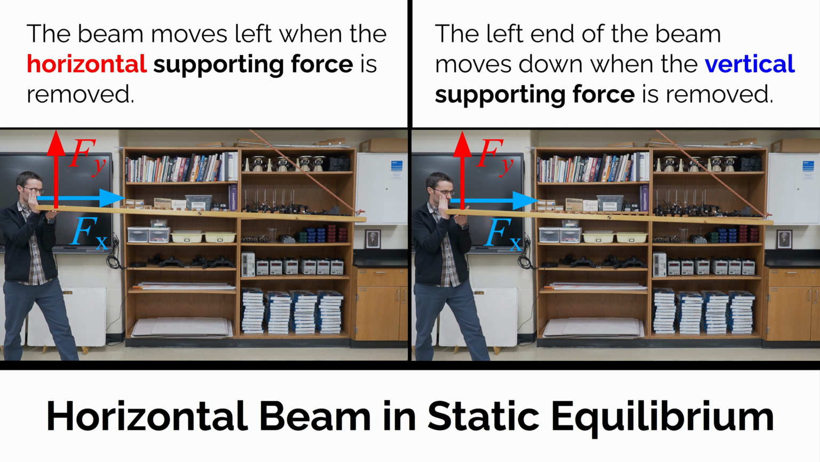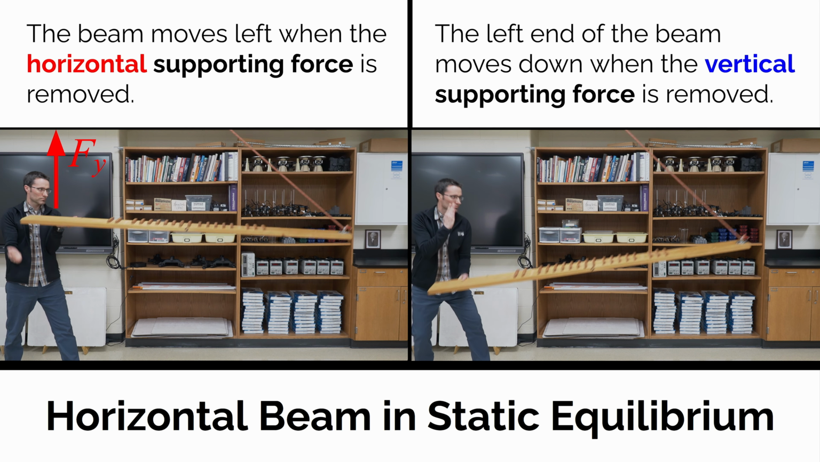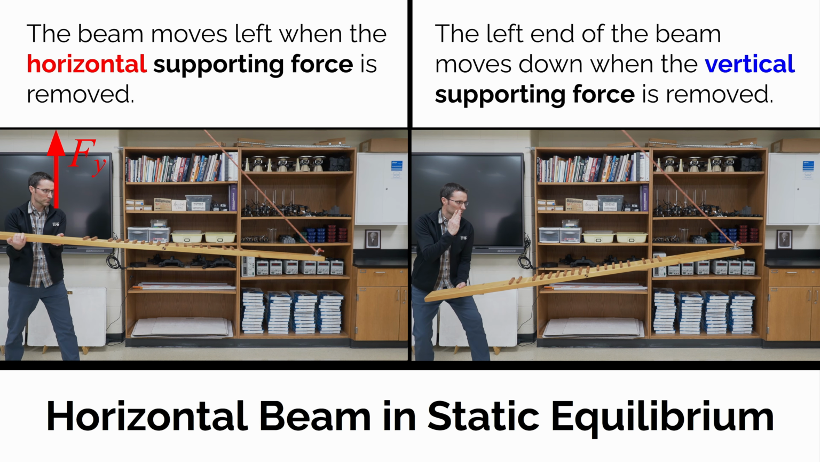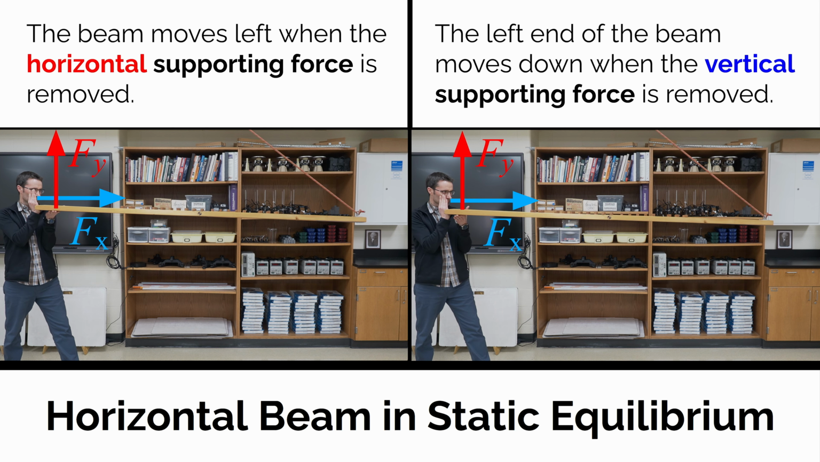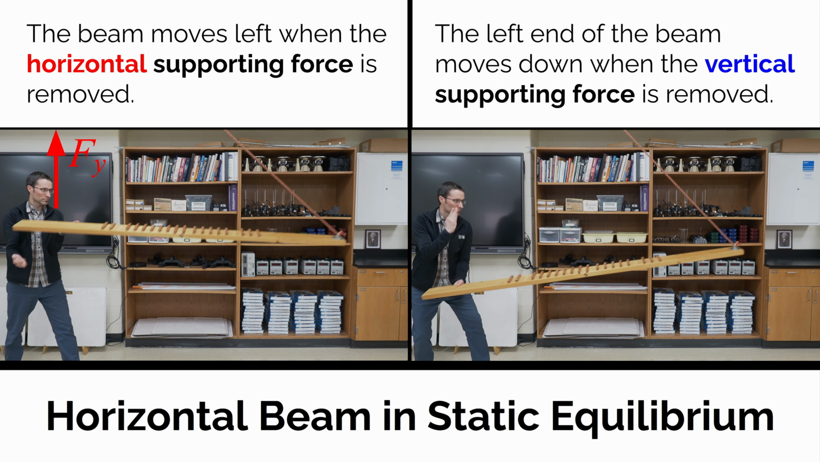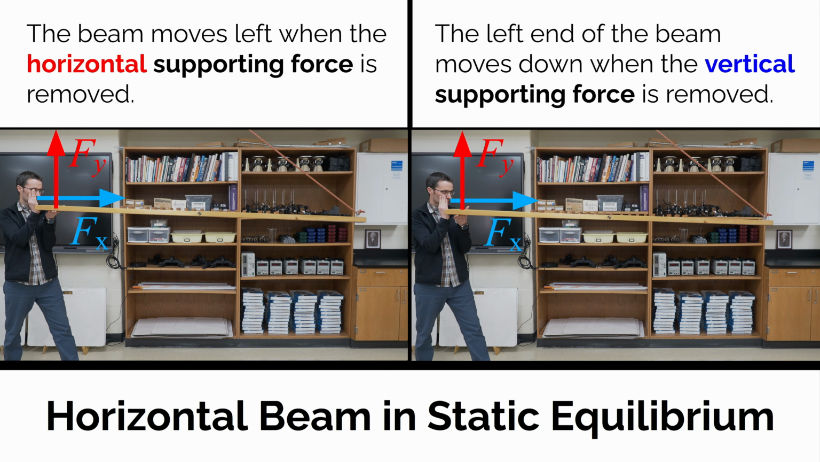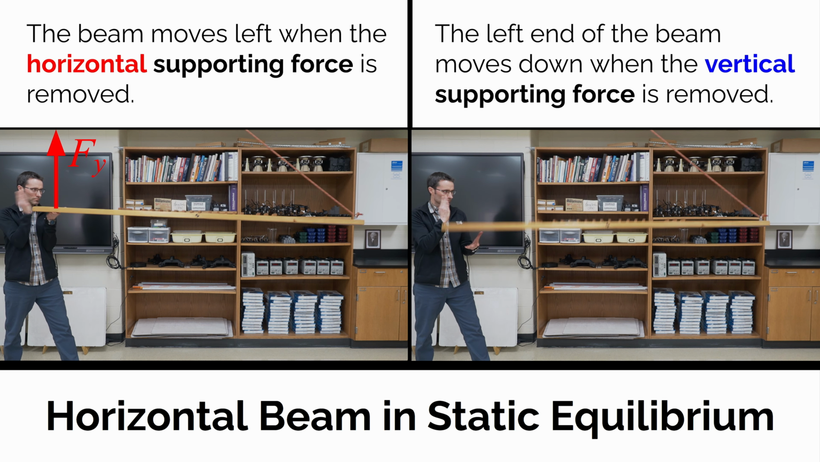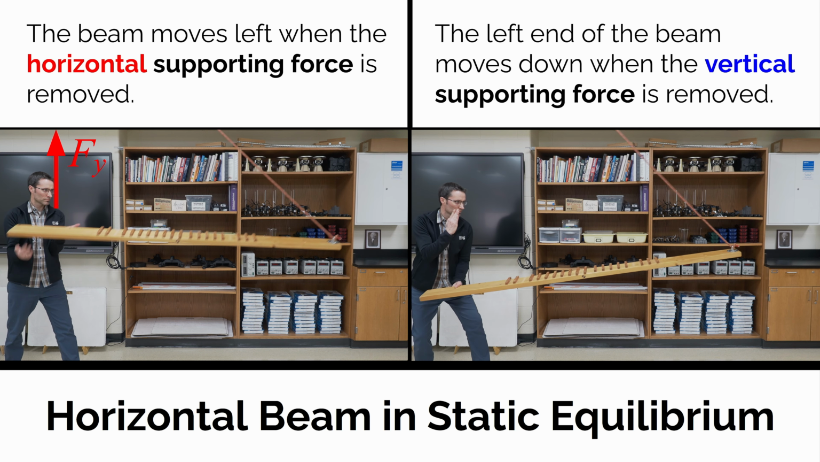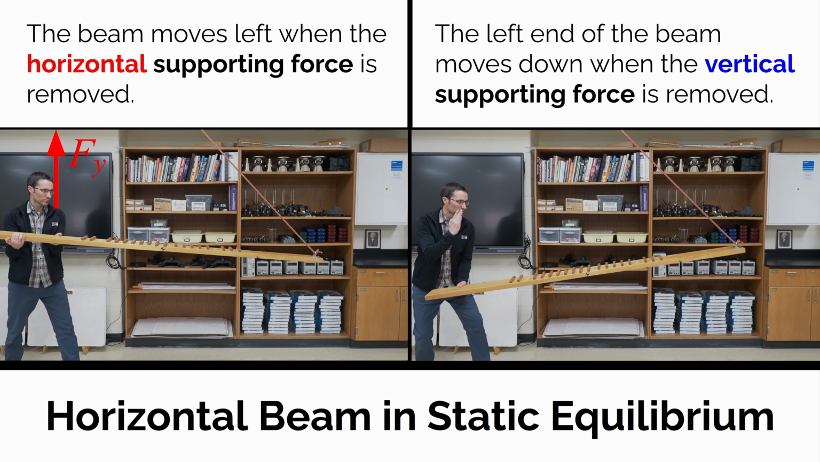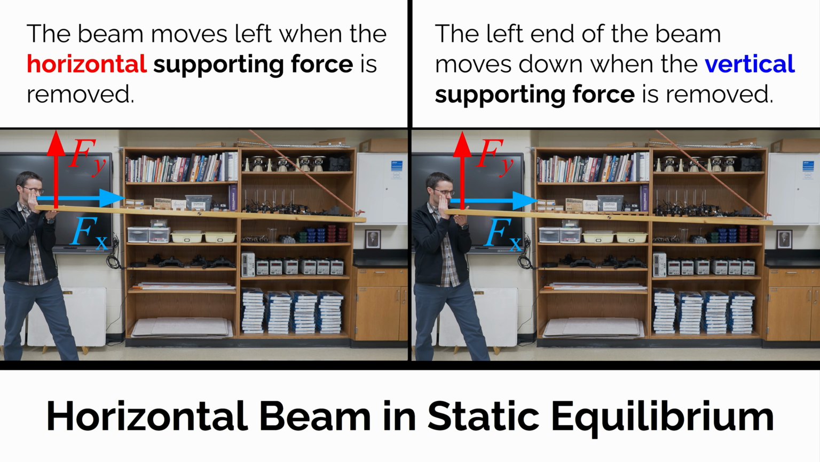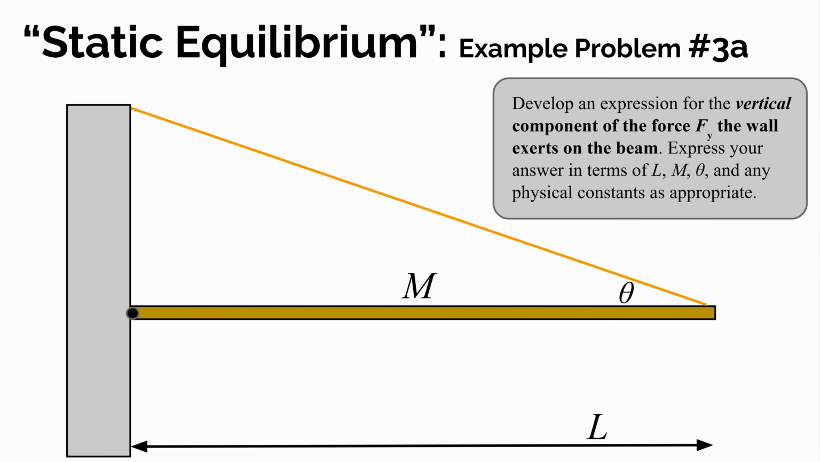On the right-hand side of the screen, you can see I take my hand quickly away from the bottom of the board, removing the vertical force. And you can see the left end of the beam moves down when the vertical supporting force is removed. It also starts to rotate in the counterclockwise direction. But both of these videos combined show that whatever's supporting the board on the left-hand side must be both pushing in the vertical direction and the horizontal direction simultaneously. So let's walk through two symbolic problems related to this kind of situation.